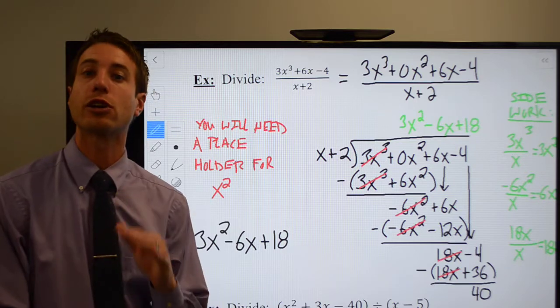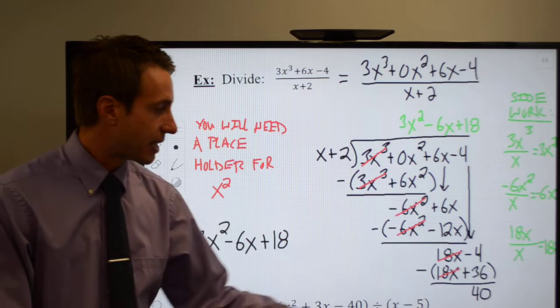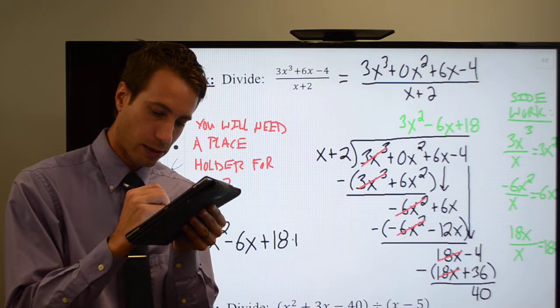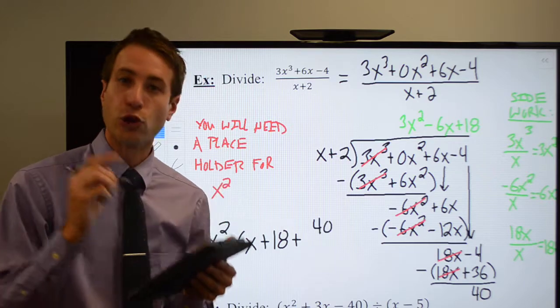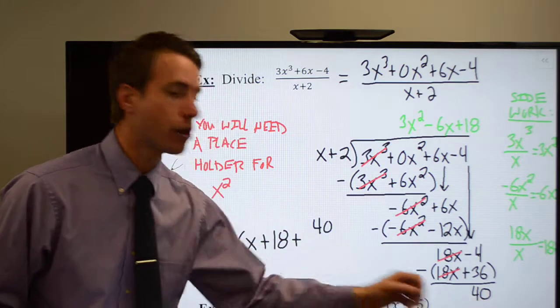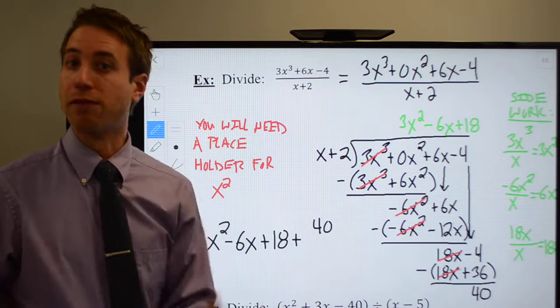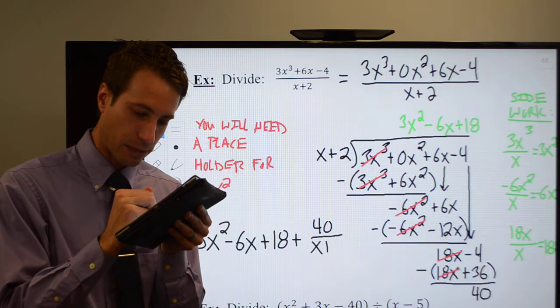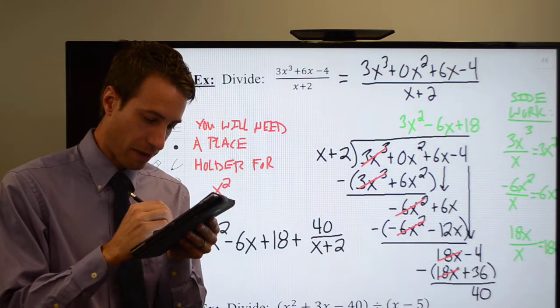So here's what you're going to do with your remainder. You're going to take your remainder, whatever it is. In this case, it's a 40, so it'd be plus 40. But you're going to put that remainder over top of your divisor, which in our case was x plus 2. So there's my final answer.